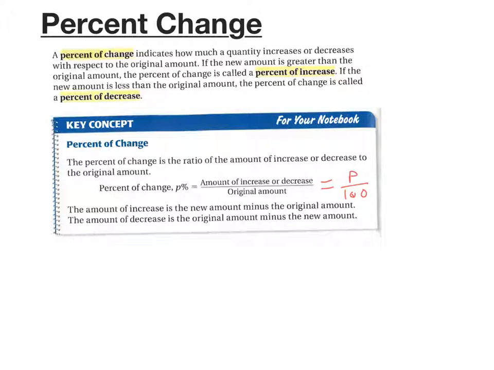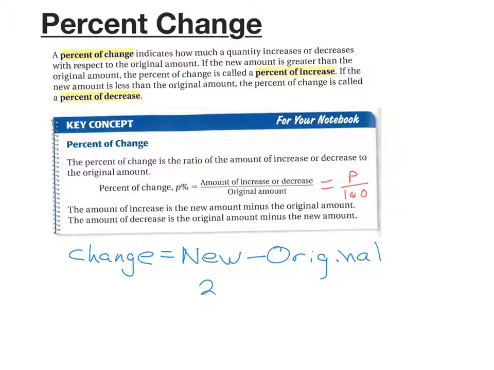So if I'm looking for the change, the amount of increase or decrease, what I always do is take the new amount and subtract the original amount, right? If I started with $15 and now I have $20, I would do 20 minus 15 and get 5. The change is 5. It's an increase of 5. Now if I started with $15 and now have $10, I would do 10 minus 15 and I would get negative 5, right? If I started with 15 but now I have 10, it was a decrease of 5. That's where the negative sign comes in.